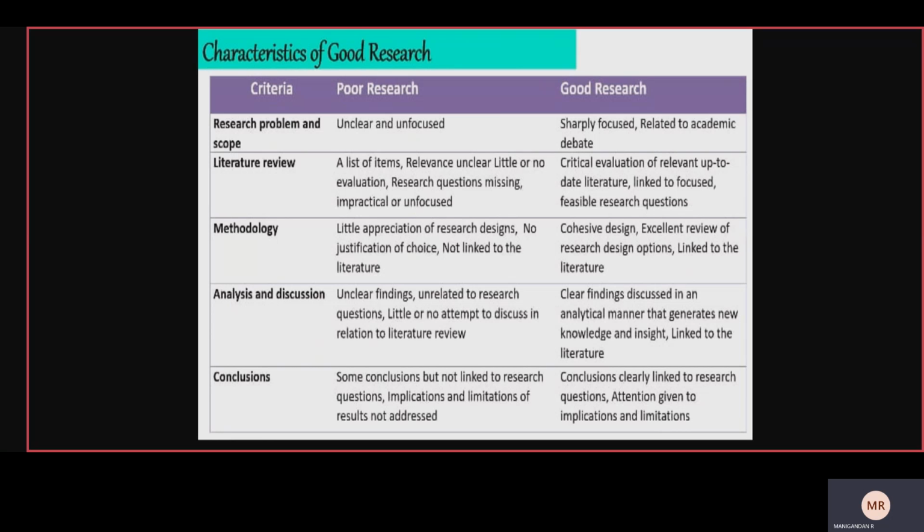It's the research problem scope. The poor research and the good research is the comparison. What is poor research and what is good research? Poor research means unclear, unfocused. Because if you are not focused on one thing, you need to focus on another thing. Today we have a good phenomenon, you need to focus on that.